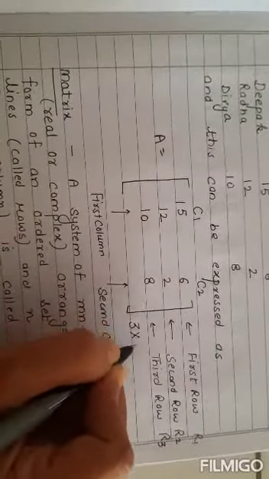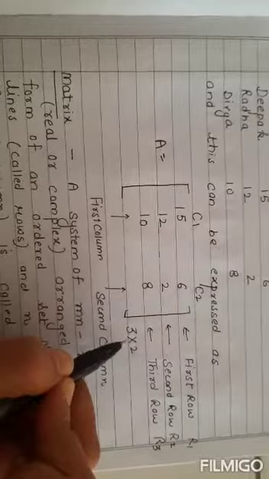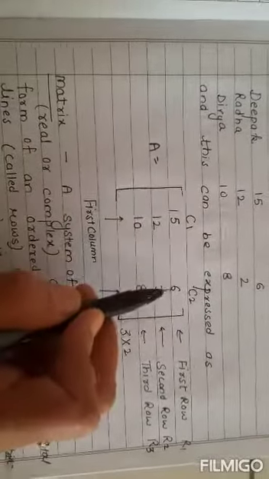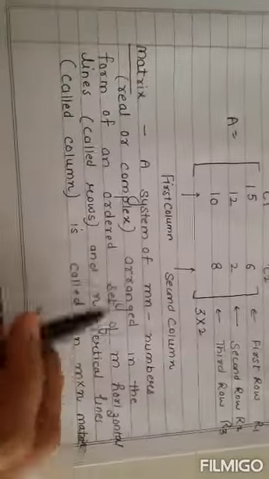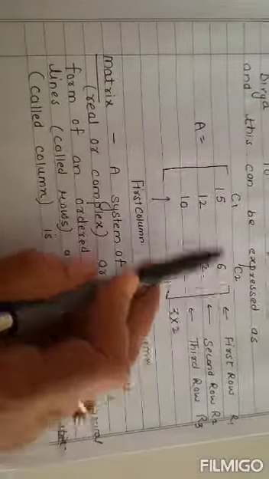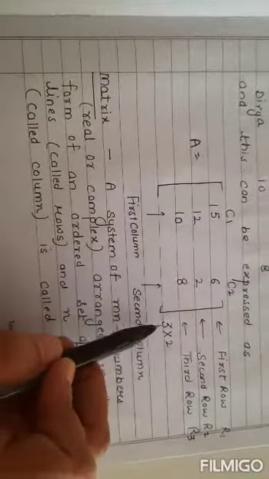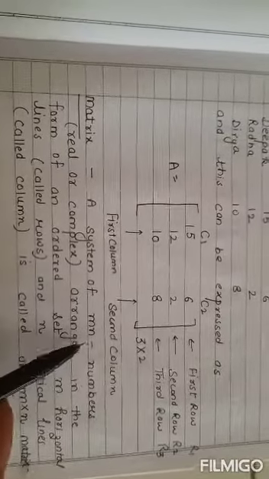So for 3 by 2, first we write the number of rows. In this example I have taken 3 rows, then the cross symbol, then the number of columns, and the columns are 2. So from here you can write the general definition of a matrix: a system of m into n numbers. Here we have represented the system of 3 into 2, that means a system of 6 numbers.